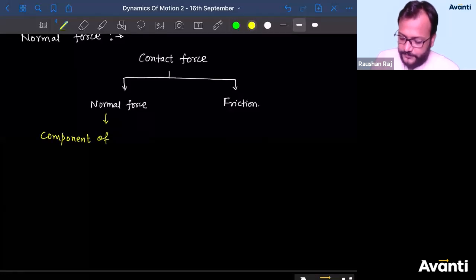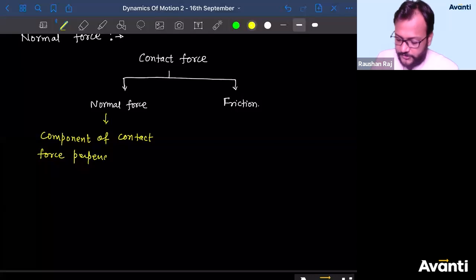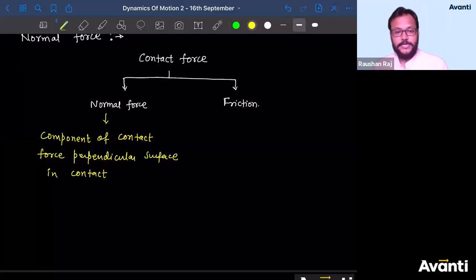Component of contact force perpendicular to surface in contact. So component of contact force perpendicular to surface in contact is called as normal force.